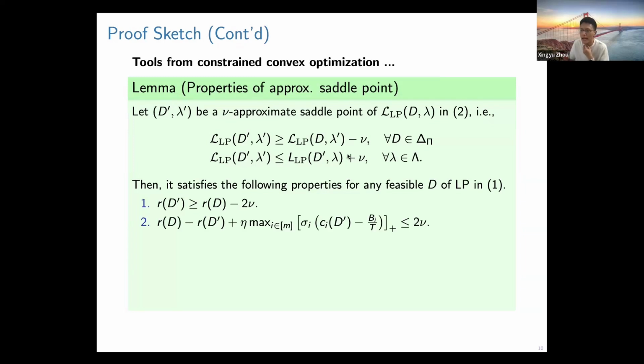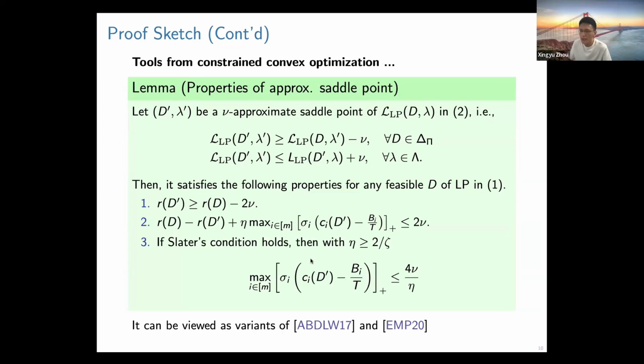And the second one says that D' will satisfy this condition. What does it mean? It means that if you look at this third term, it is quite related to the constraint violation, and you can directly massage this term to give you the constraint violation. The third property: if the Slater condition holds, you have another inequality for this term. And this term will also directly give you the constraint violation, because this one is roughly equal to the constraint violation. There is a difference of 1 over T, so you multiply by T and then you recover the constraint violation.